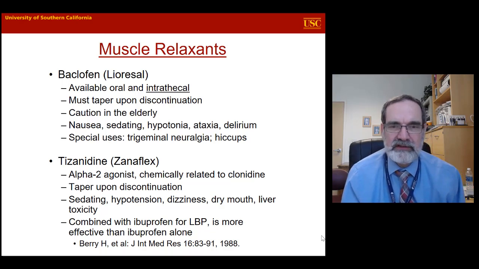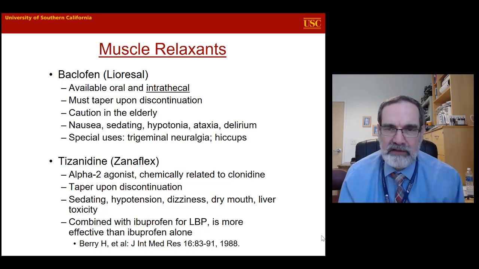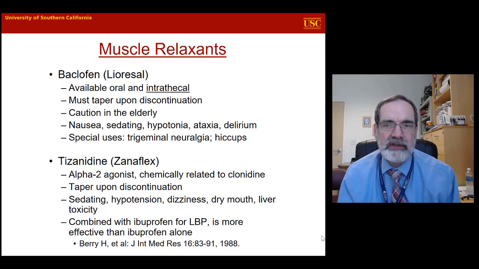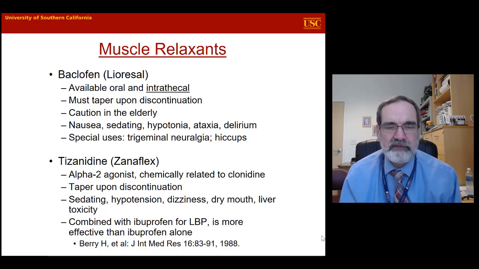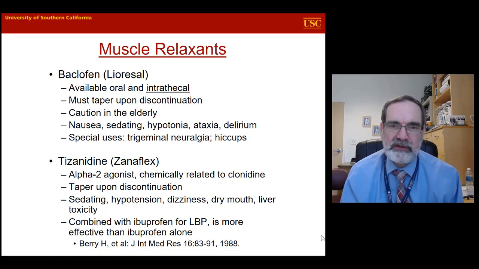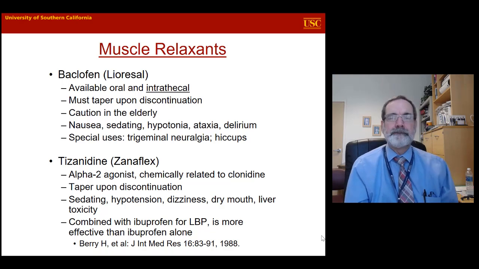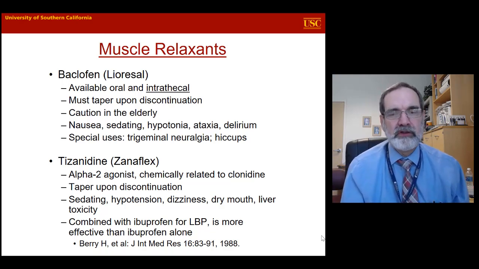Tizanidine or Zanaflex, as we mentioned, is an alpha-2 agonist, similar to another drug that you may have heard of called clonidine. It also has to be tapered upon discontinuation. Sedation, low blood pressure, hypotension, dizziness, dry mouth, and liver toxicity are all issues that have to be observed or watched for.